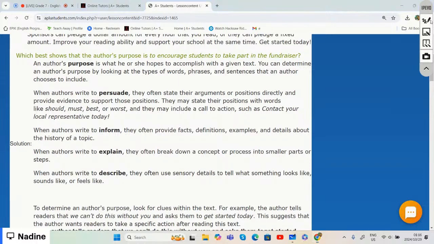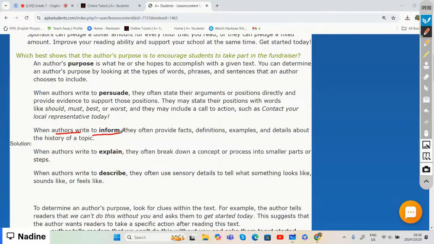And there are different ways in which the author's purpose can be shown. So when the author writes to inform us about something, remember, there are different ways an author writes. He writes to persuade, he writes to inform, then he's explaining something, then he's describing something. So we need to know the difference between them.